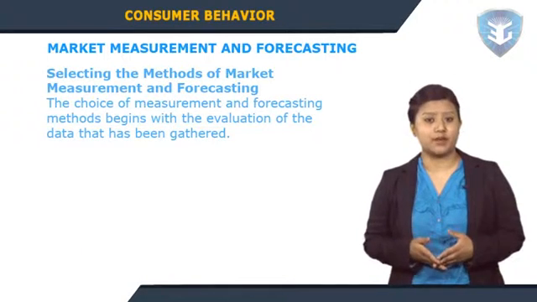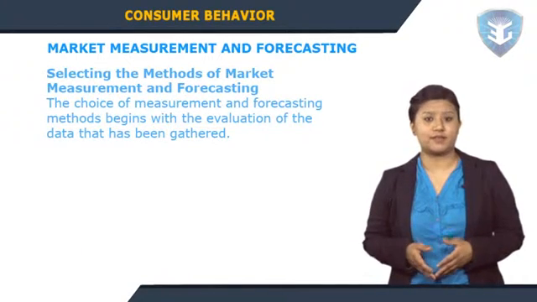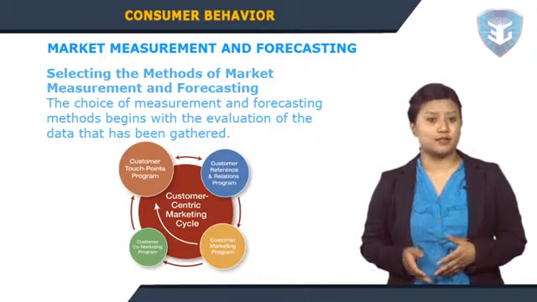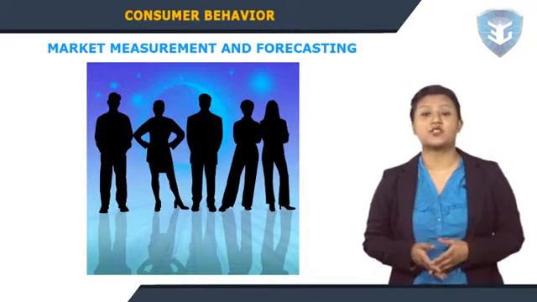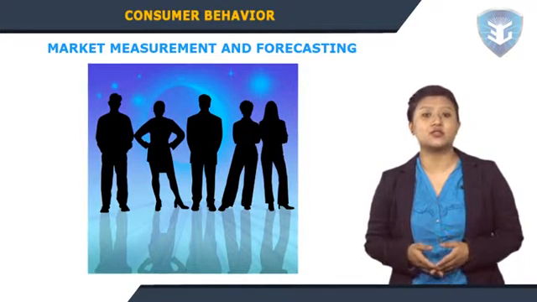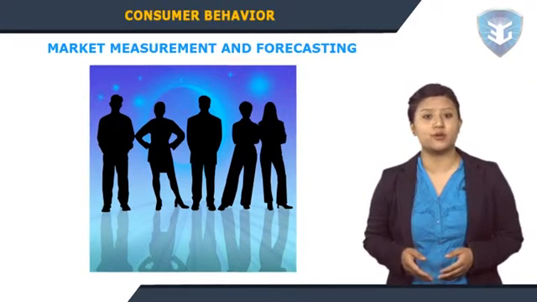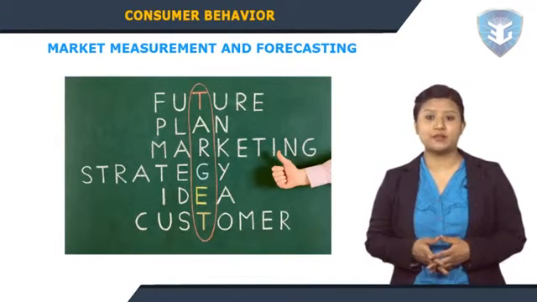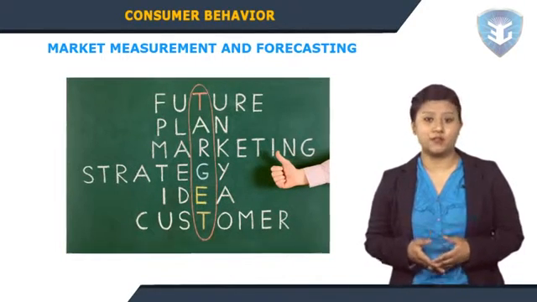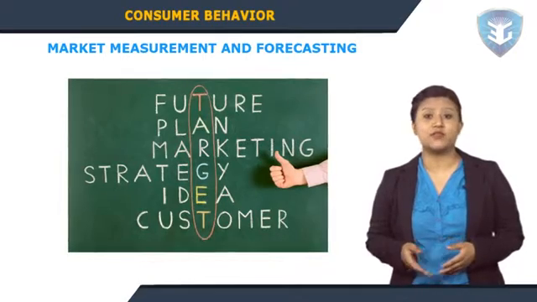Selecting the methods of market measurement and forecasting. The choice of measurement and forecasting methods begins with the evaluation of the data that has been gathered. There must be sufficient data of the right quality to provide a satisfactory answer to the problem by means of existing methods of analysis. Thereafter, a suitable method can be selected by comparing the information needed and the abilities of the methods to meet the needs.